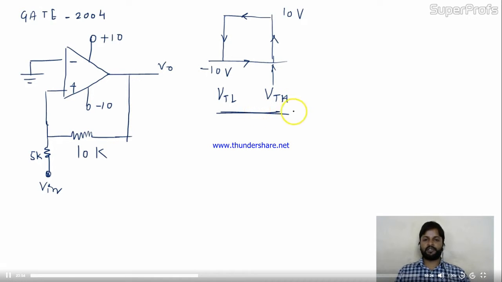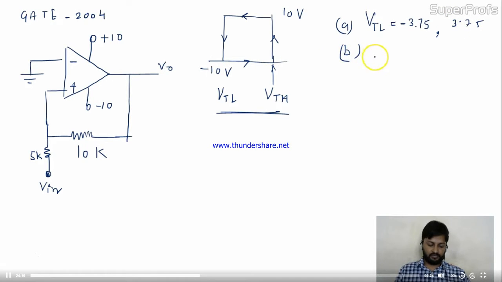The values of VTL and VTH are asked, and the options are given. Option A: VTL is minus 3.75 and the next one is 3.75. Option B is minus 1.5. Option C is minus 5, 1. And the last option is minus 5 and 5.